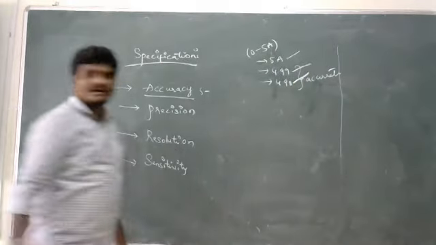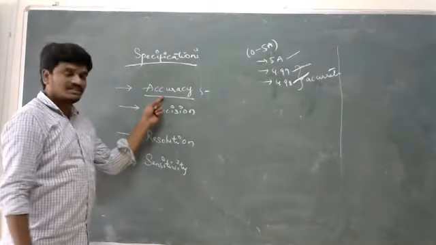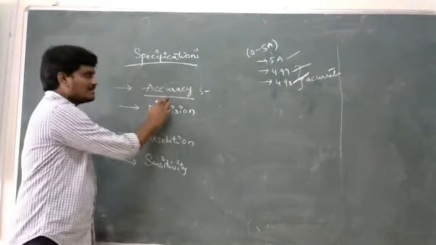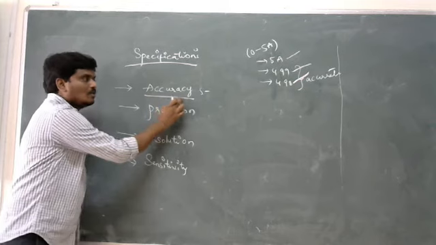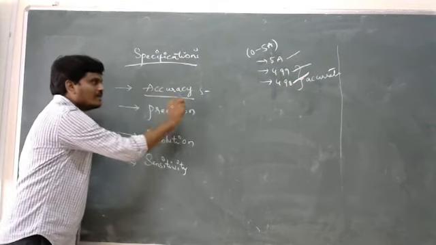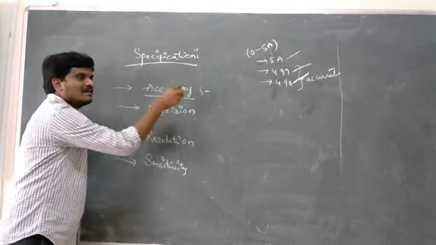4.99, 4.98. Coming to the definition again, accuracy is defined as the value which is nearer or closer to the true value of an instrument.